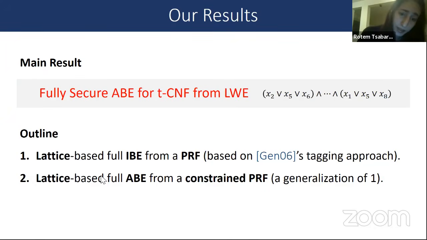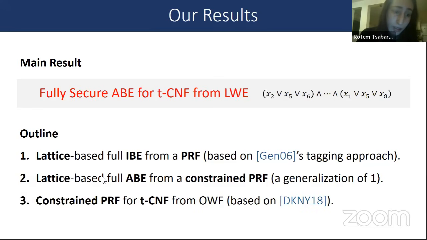And eventually, since for the second step to work, we need the Constraint PRF to satisfy some special properties, the last step would be to actually construct a Constraint PRF that has these special properties. And this is the step where we get stuck and we can only support the t-CNF formulas instead of all circuits.